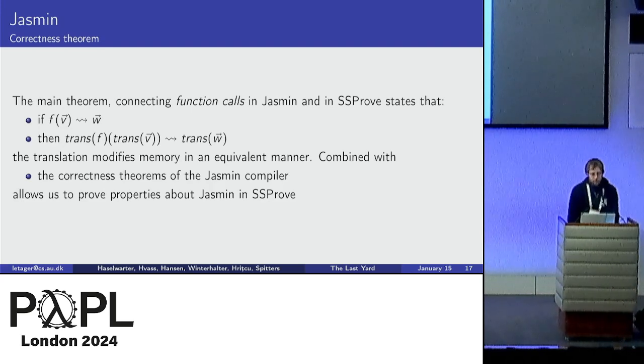But further than that, we also have that the translation modifies memory in an equivalent manner. So we can actually combine that with the existing correctness theorem with the Jasmine compiler, to allow us to prove properties about Jasmine in SSProof, and then transfer those proofs to the assembly code and be sure that we actually get the properties about the memory that we want.